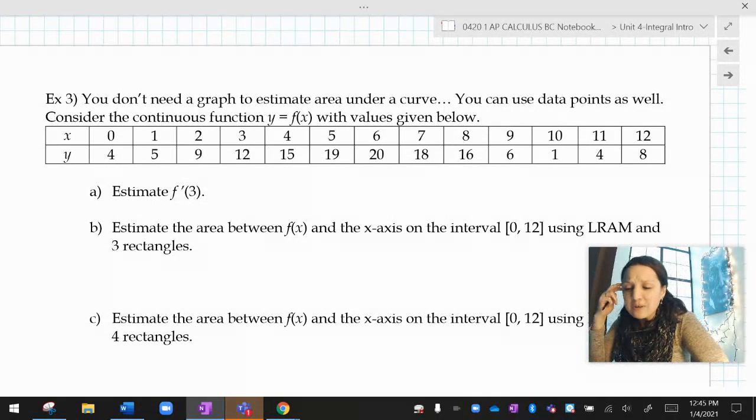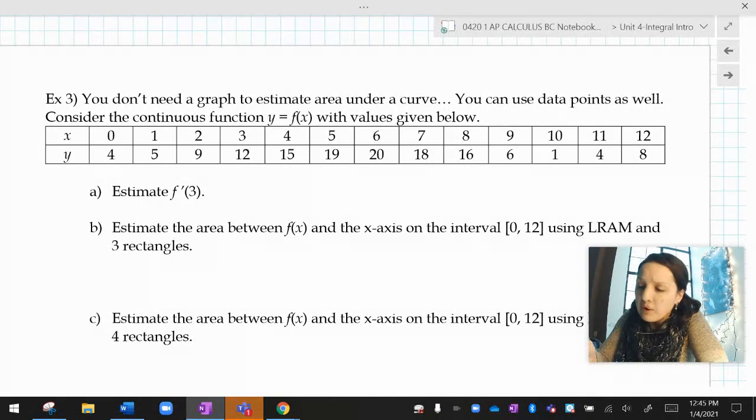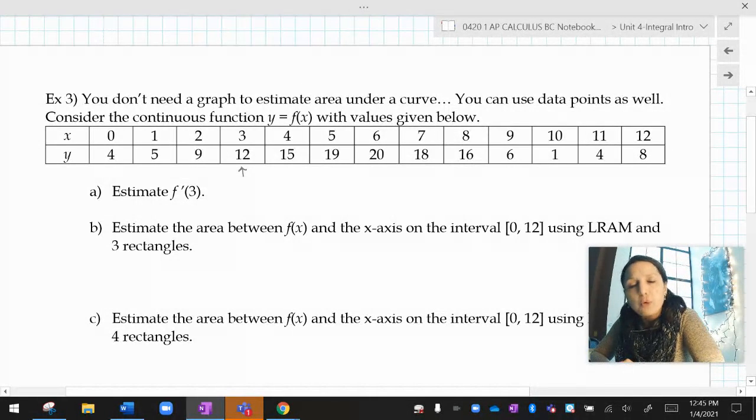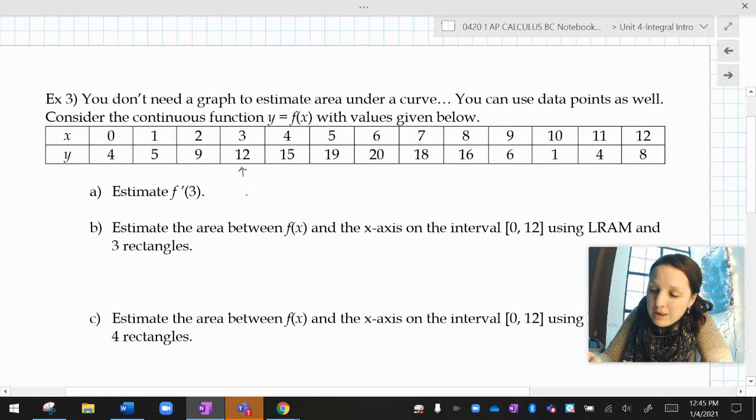So it says, consider the continuous function f of x with values given below. And now I'm going to ask you some questions. Now, some of these have to do with area, some of them don't. So it says, estimate f prime of 3. Well, that has nothing to do with area. Well, here's 3. If I want to estimate the slope at 3, what I want to do is hug the point and find the slope at the end point. So f prime of 3 can be approximated by figuring out the slope from 2 to 4.